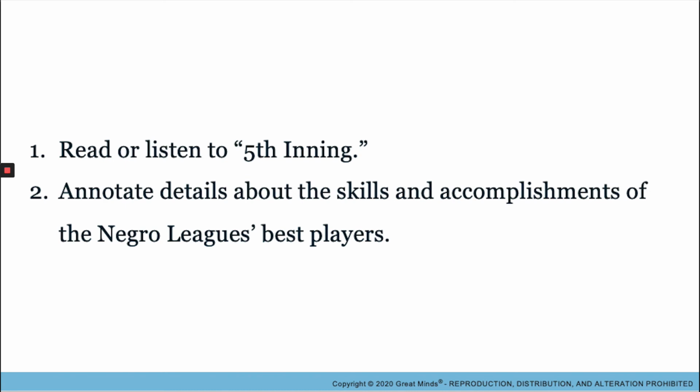I'm going to read the text aloud, and you can read it by yourself or you can listen to me. Remember to pause and record the skills and accomplishments of the Negro League baseball players as you read in the notes catcher we just created. You do not have to record the skills and accomplishments for all of the players, just the ones that stand out to you. Get your notes and your book ready for reading.